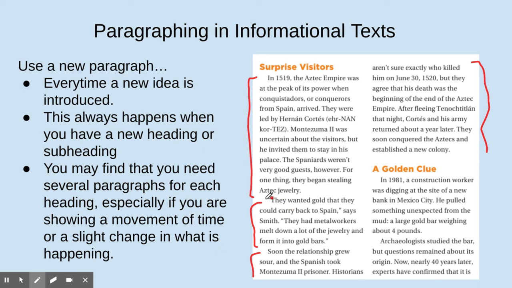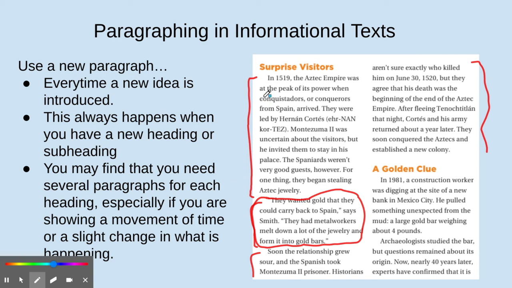So this second paragraph is where the writer used a quotation. They set it off, and we know when we use dialogue, we use other paragraphs. Now let's look at the third paragraph. It reads, soon the relationship grew sour, or bad, and the Spanish took Montezuma II prisoner. Historians aren't sure exactly who killed him on June 30th, 1520, but they agree that his death was the beginning of the end for the Aztec Empire. After fleeing Tenochtitlan that night, Cortés and his army returned about a year later. They soon conquered the Aztecs and established a new colony.